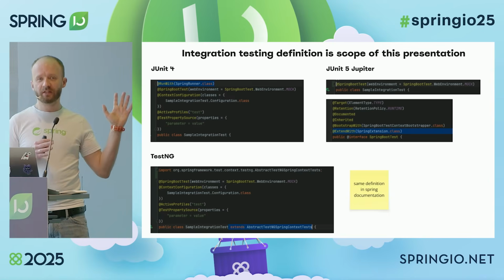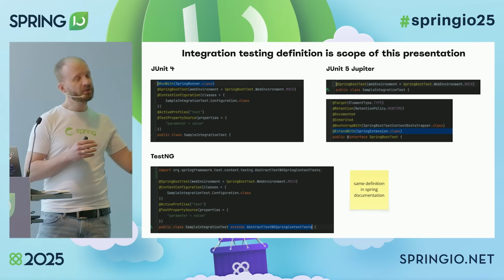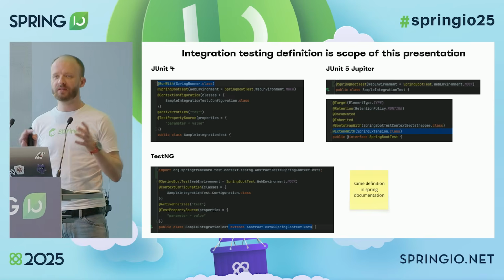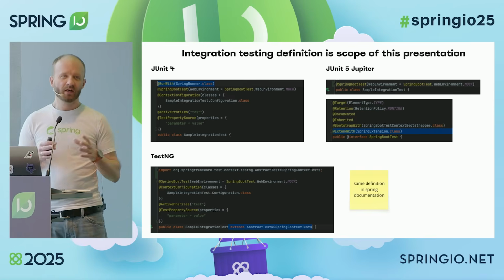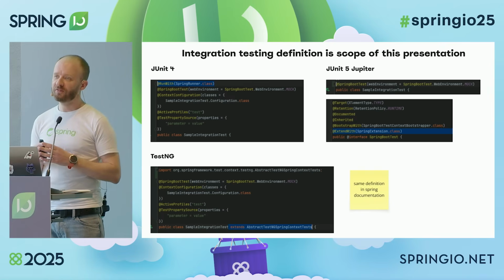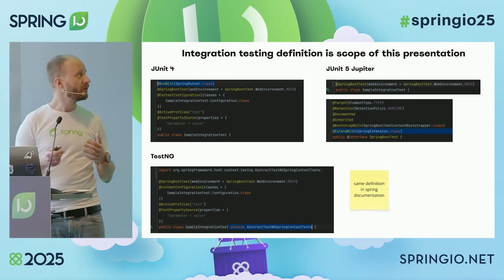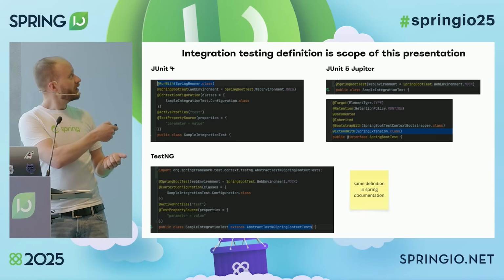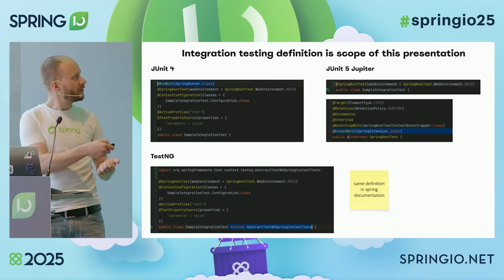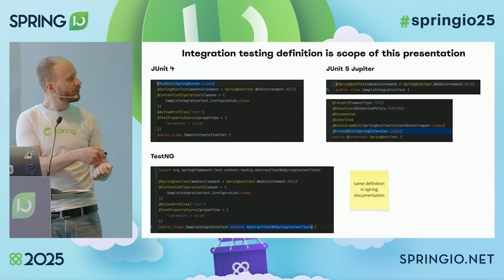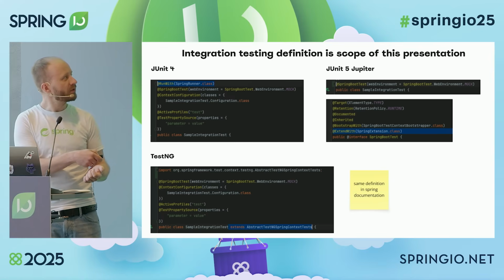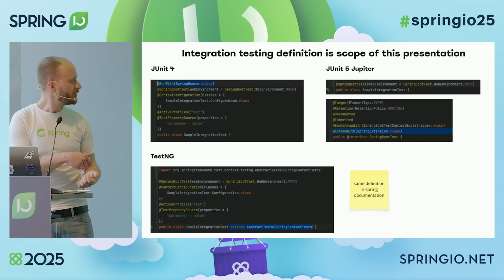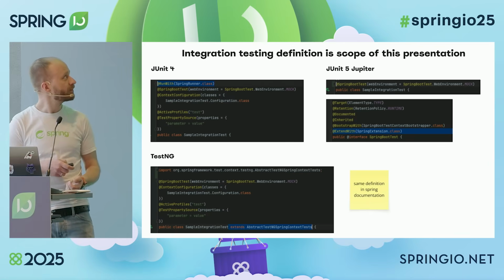I'd like to avoid ambiguity when we're talking about integration tests because it may depend on the company you work at. I will use the same definition that you can find in the Spring documentation. So integration tests are tests defined, for example, with JUnit 4 or JUnit 5 with runners or extensions, with the Spring extension. Usually they are annotated with @SpringBootTest. For TestNG, you need to extend the base class.